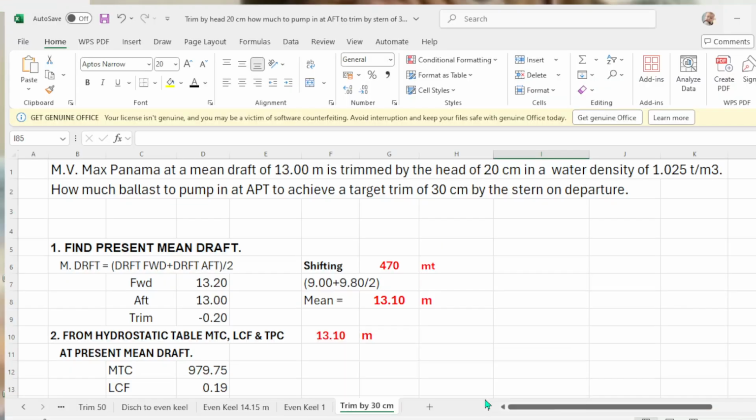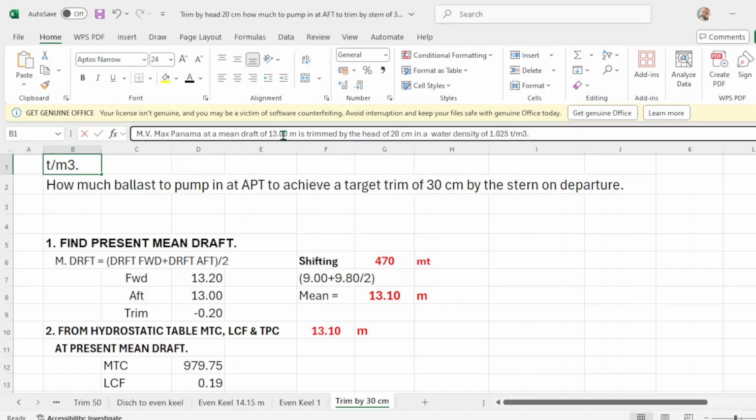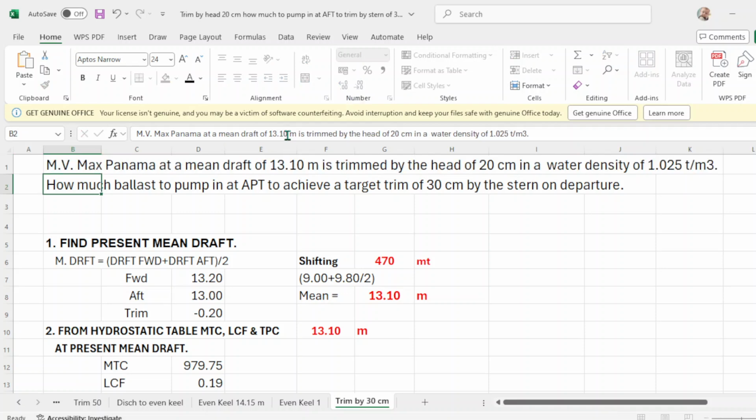And this is the problem. MB Max Panama at a mean draft of 13.10 meters is trimmed by the head of 20 centimeters, in a water density of 1.025, meaning salt water.